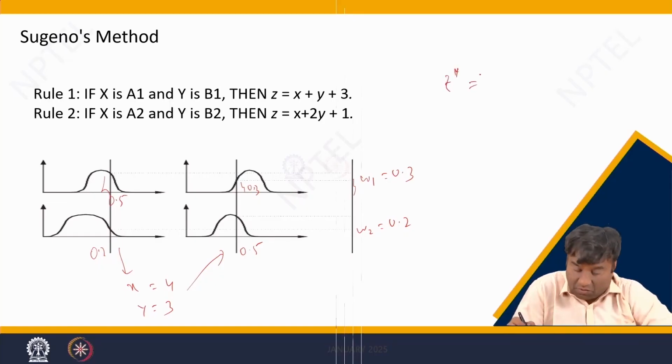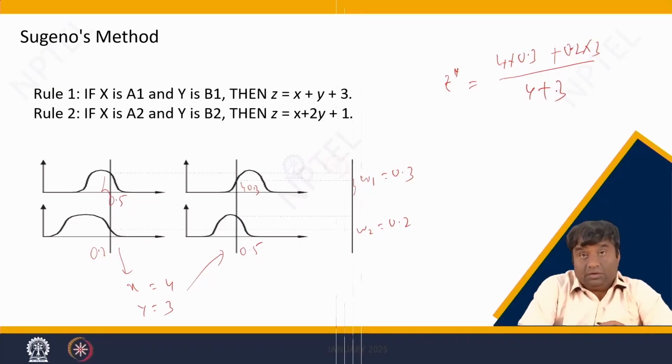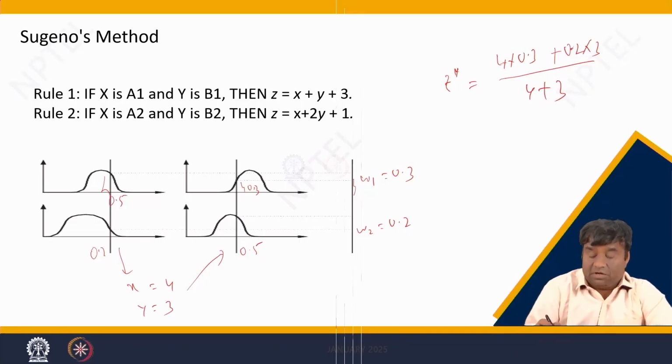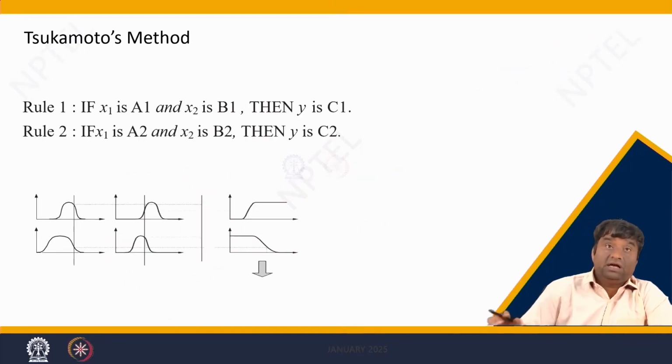This value will be equal to 4 into 0.3 plus 0.2 into 3, divided by 4 plus 3. So that is the Sugeno method, the formula based output. Okay. So next example is the Tsukamoto method.